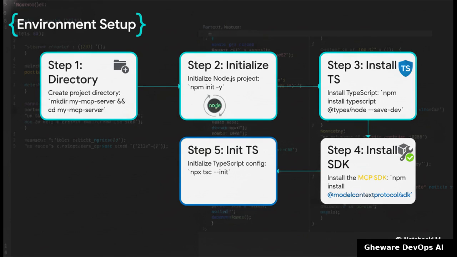Next up, we install our dev dependencies, TypeScript and its types. And now for the most important part. We install the MCP SDK itself. This is the toolkit that makes all of this possible. Finally, npx tsc --init to get our TypeScript configuration file set up. And boom, just like that, we're ready to code.